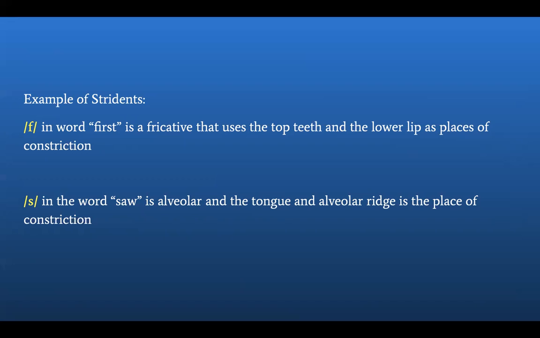Another example is the phoneme S in the word saw. This is alveolar, which means that the tongue and the alveolar ridge are places of constriction.